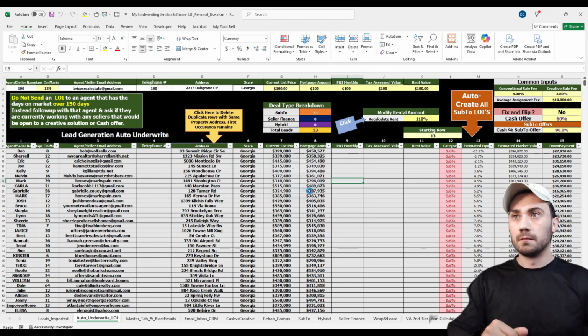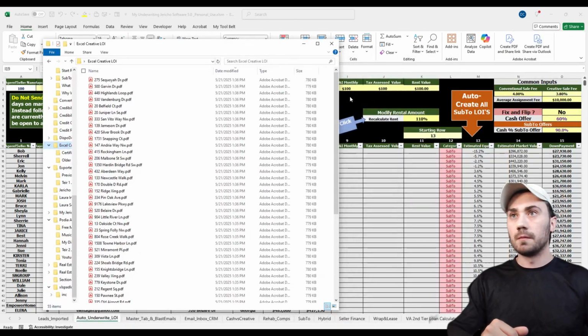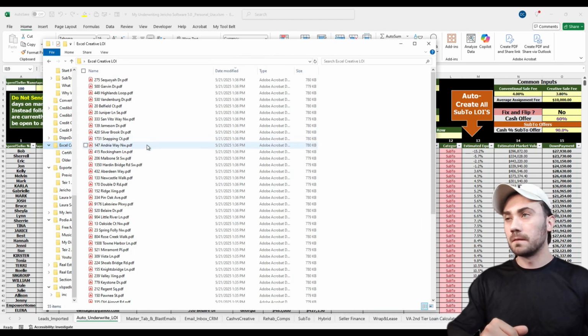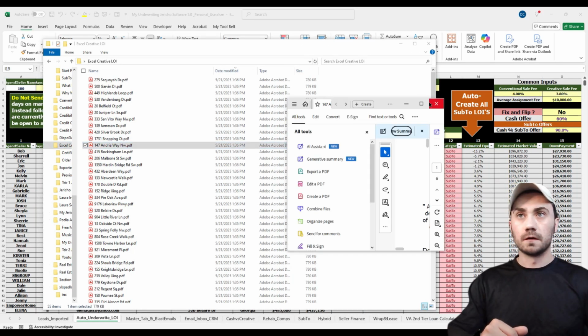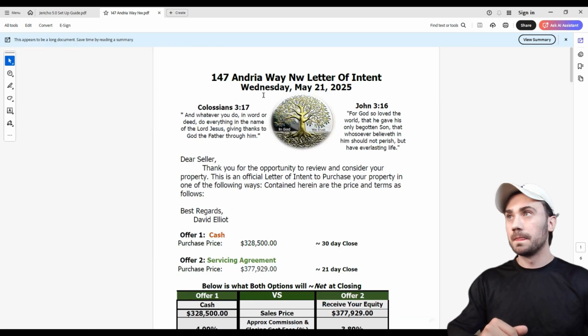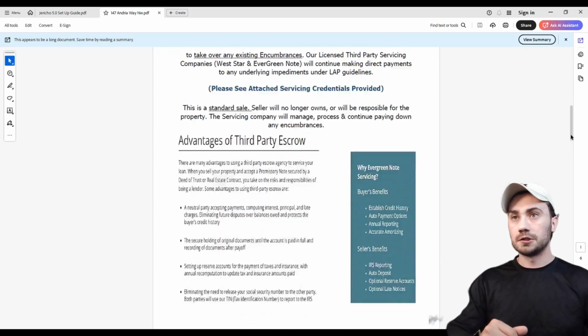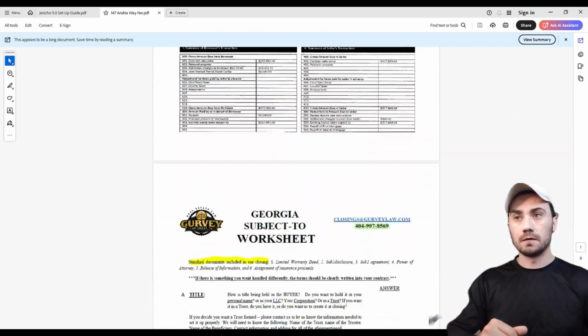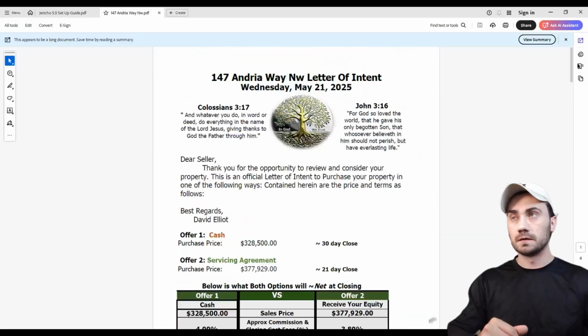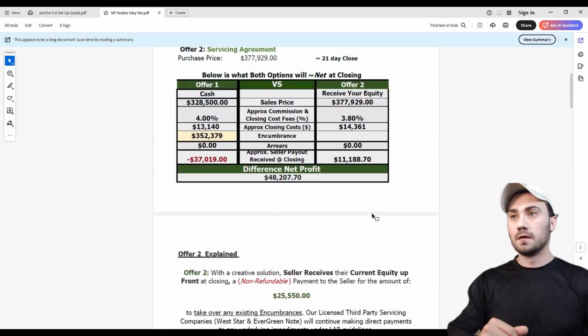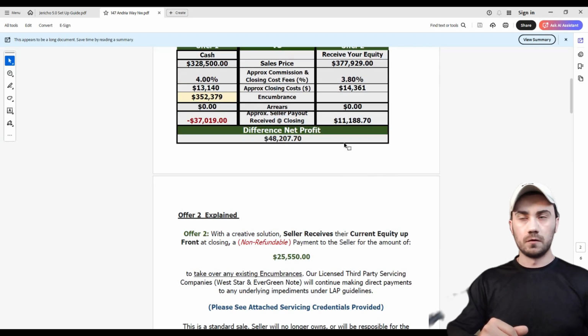So subject to LOI is completed. I'm going to click OK. Let's pull up one of these LOIs just to confirm it. But we should be good to go. Let's maximize the LOI. And here we go. So we have our subject to LOI for both cash and creative finance ready to go to be presented to both the seller or to the agent. So this is for property address 147 on Andrea Way. Let's take a screenshot of this if you want now, and I'll minimize this.